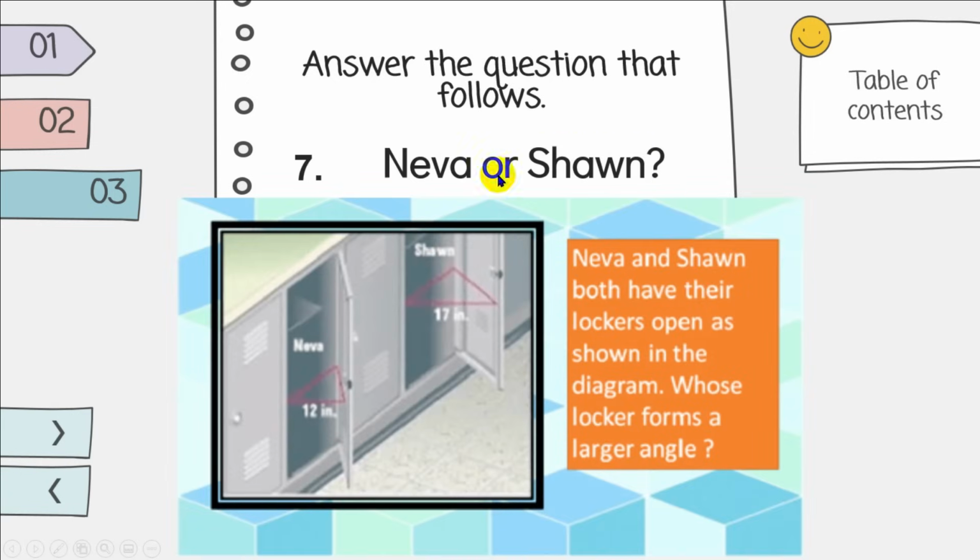Item number 7. So, the question is Neva or Sean? Sabi dito sa problem, Neva and Sean both have their lockers open as shown in the diagram, whose locker forms a larger angle. So, yung kay Neva, ito yung locker niya, may 12 inches na opening. Kay Sean ay may 17 inches na opening. Alin daw po ang may mas malaking angle? So, this one, ang gagamitin ay ang SSS inequality or yung converse of the Hinge Theorem.